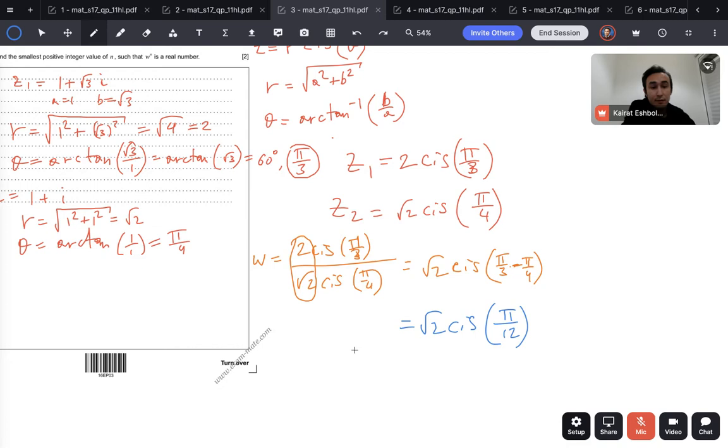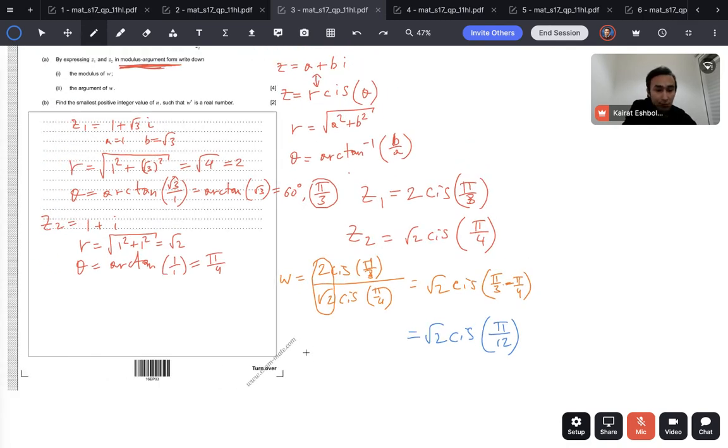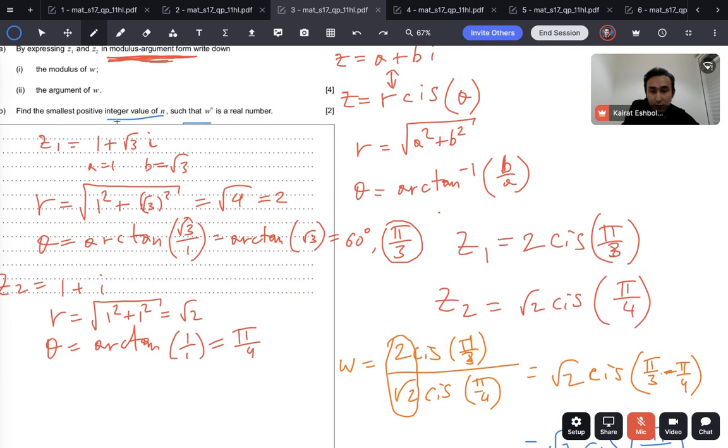Okay, so therefore, the question was, find the modulus of w and argument of w. You'll write modulus of w, as we see, it's root 2, right? Root 2. And argument, simply you can put arg of w. The angle here is pi over 12, okay? Pi over 12. Next, find the smallest positive integer value of n such that w to the power n is a real number.